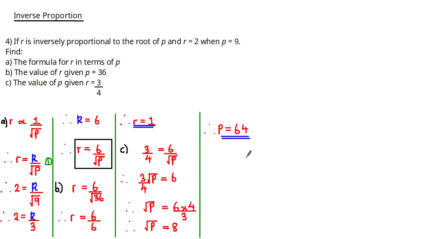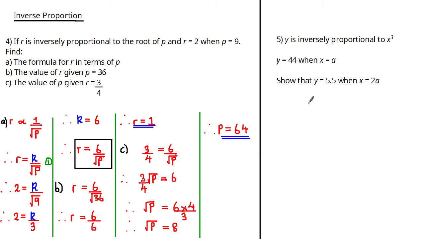Okay, let's have a look at the last question of this tutorial, which was an exam question. So here we're told that y is inversely proportional to x cubed. Y is equal to 44 when x is equal to a. Show that y is equal to 5.5 when x is equal to 2a. So why don't you pause the video to have a go at this one, and when you're back, I'll show you the worked solutions.